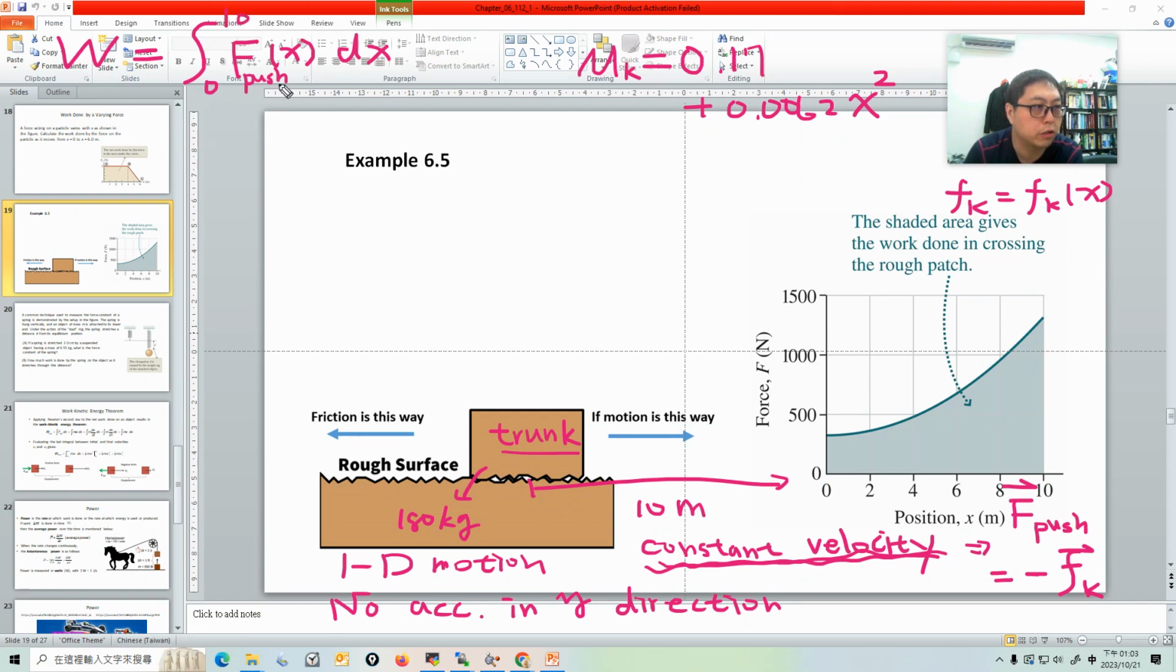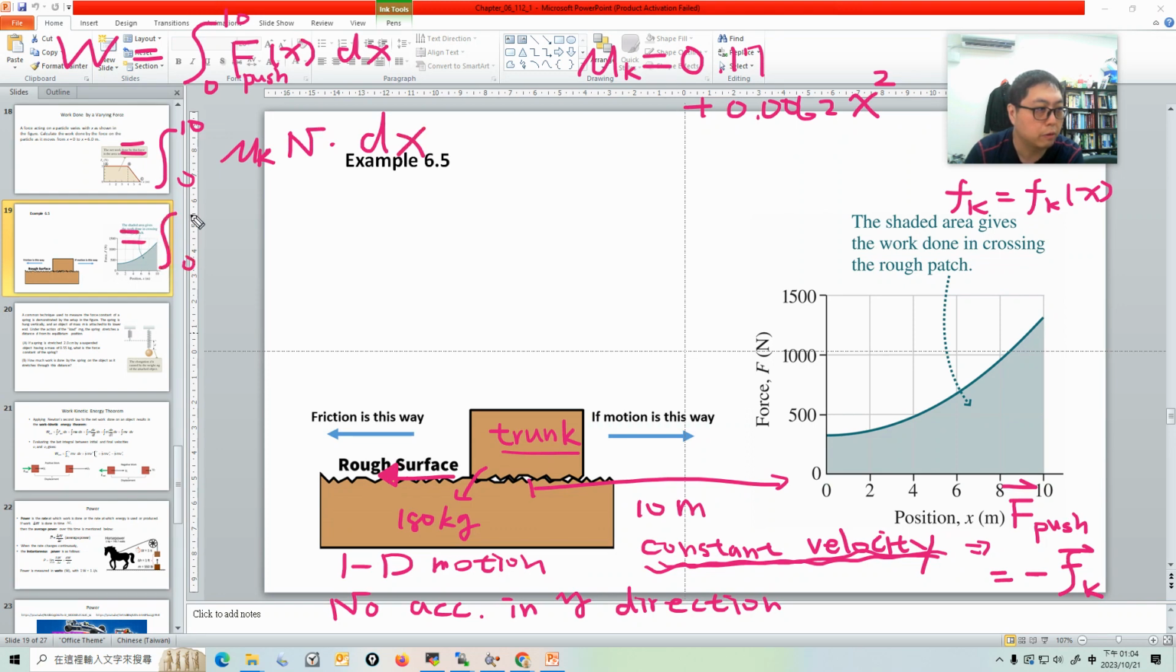Your push force is the negative, the reverse, of the friction force. The direction of the friction force is to the left, so it's negative, but we have the negative sign in front of the friction force, so it will eventually become positive. So it's equal to mu k times the normal force, dx.